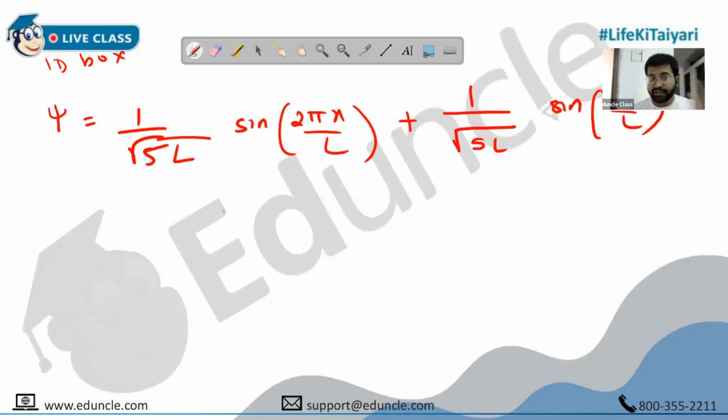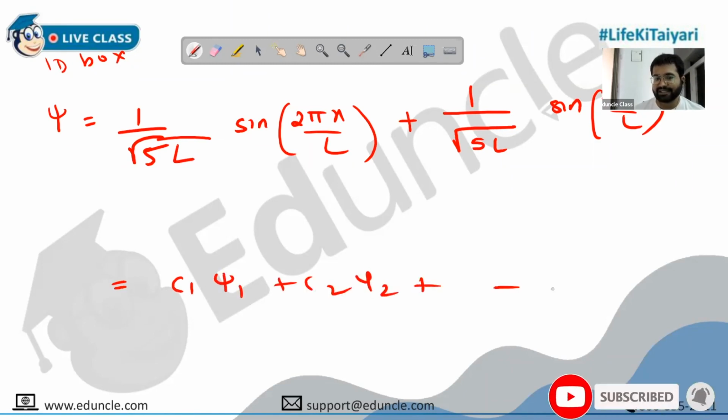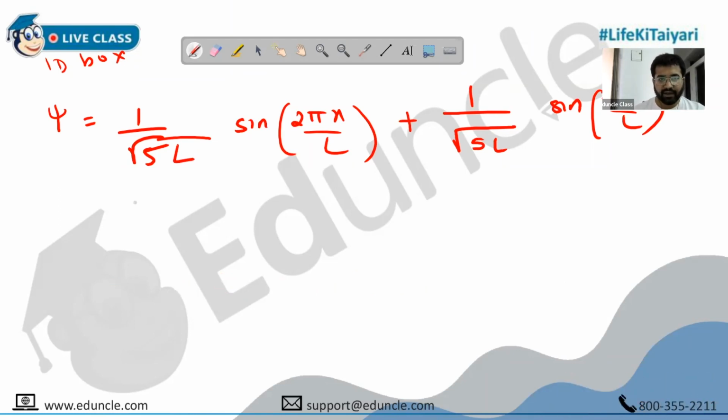So first of all, we need to convert this in the form of a linear combination. You need to write this in the form of C1 psi 1 plus C2 psi 2 plus C3 psi 3. Okay, so let's do that first. How do we write the value of psi n, people? Psi n is root of 2 by L sine n pi x by L.